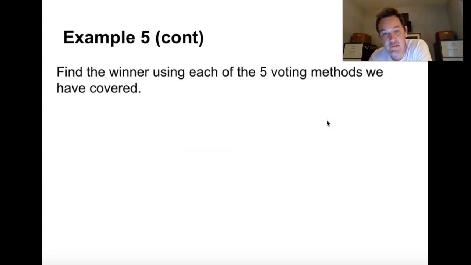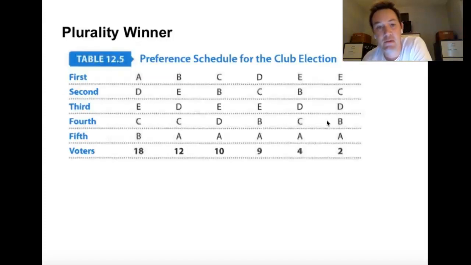All right, so what we're going to do is take that same preference schedule, and we're going to find the winner using each of the 5 voting methods we've covered. So we'll start with plurality. Plurality is just the candidate who has the most first place votes. So all we care about is first place votes here.